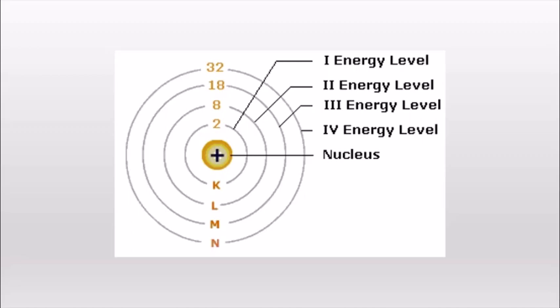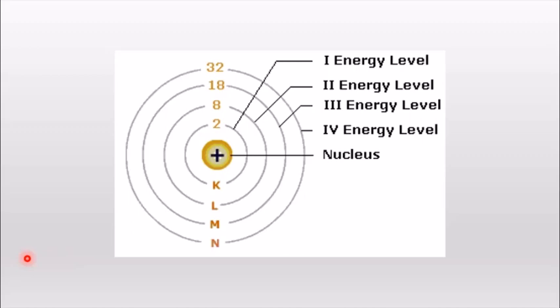Now, what is the atomic number? The number of electrons present, or the number of protons present, in an atom is called the atomic number, and we denote it by the symbol Z.